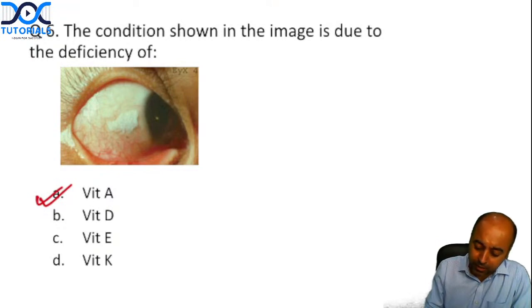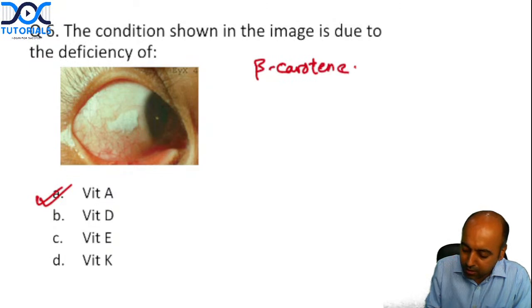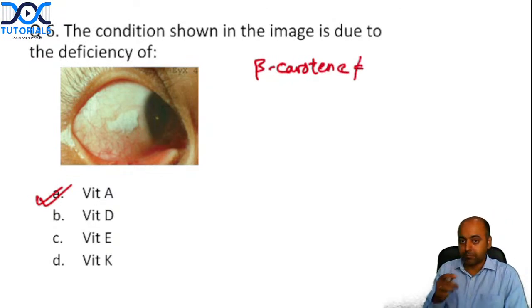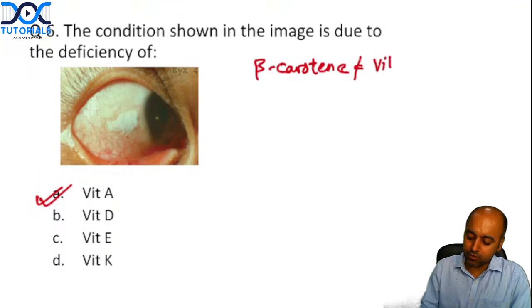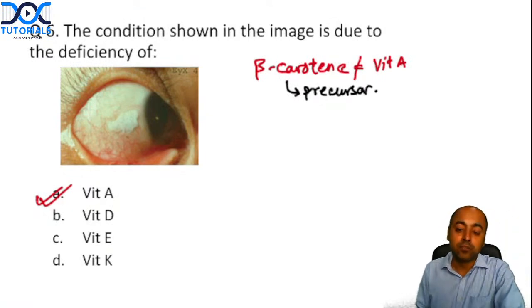Remember here that beta carotene is not vitamin A. Please remember, beta carotene is not vitamin A. Then what is beta carotene? It is just the precursor. It doesn't have the vitamin A activity.